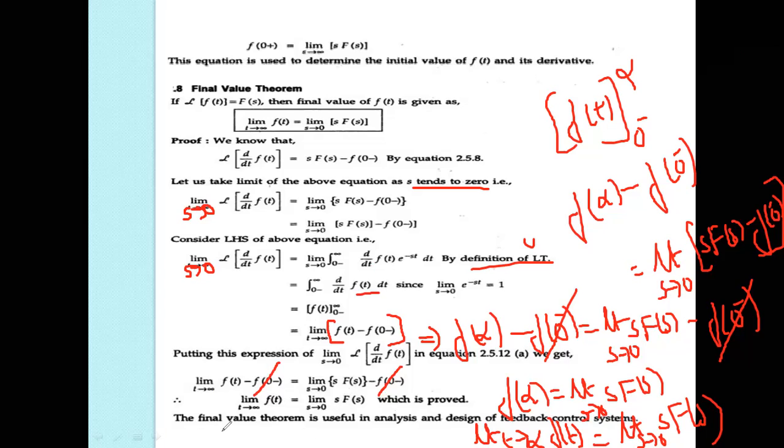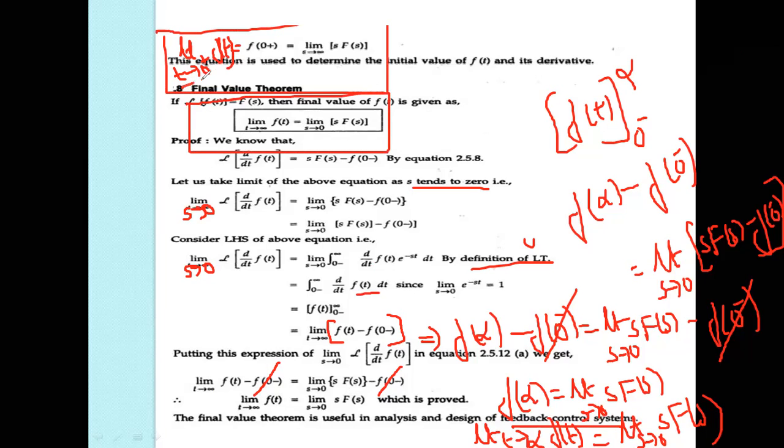The final value theorem is useful in the analysis and design of feedback control systems. Following, my students, you only have to remember the initial value and the final value. The initial value starts from f of 0 plus, which means the limit t tends to 0 plus of f of t. So, the initial value theorem and the final value theorem.